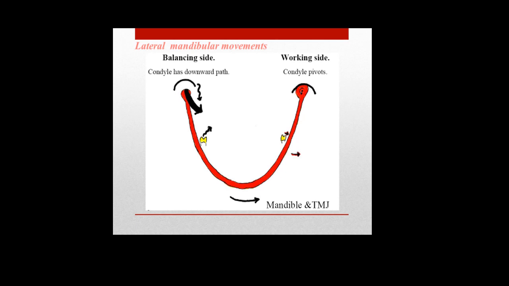This figure shows you the lateral mandibular movement when the mandible moves according to the arrows. This side will be the working side, and the other side will be the non-working or the balancing side. The condyle on the non-working side, or the balancing side, will follow a path downward and inward, while the working side condyle will only rotate, as a pivot. It is called the pivot condyle or the rotating condyle.